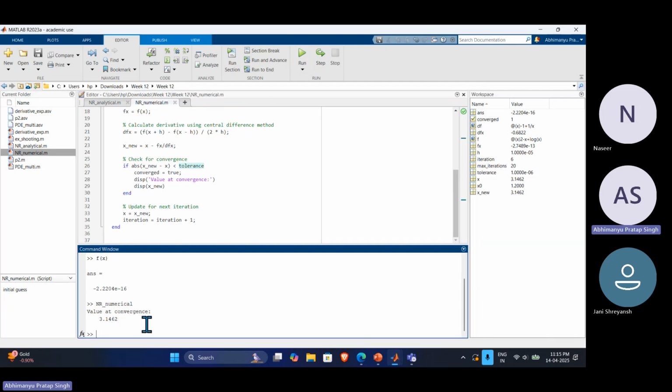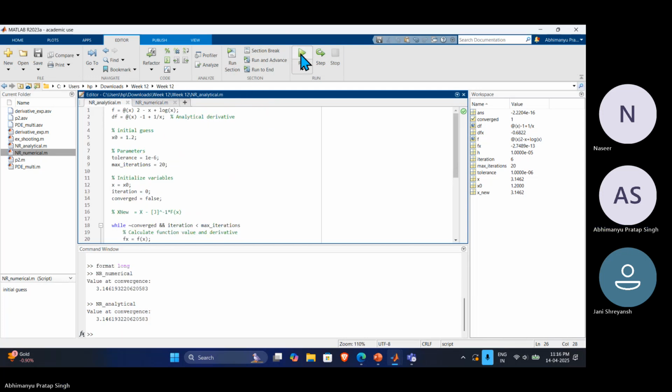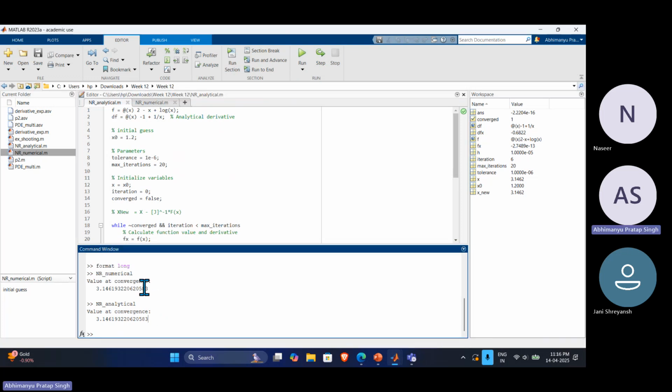So right now the format is short, so it's only displaying 4 digits after the decimal, and both of those 4 digits are the same. So if we choose format long, then I run this, and I will run this also. Yeah, so you can see that I am getting the same result using both the analytical derivative and the numerical derivative.